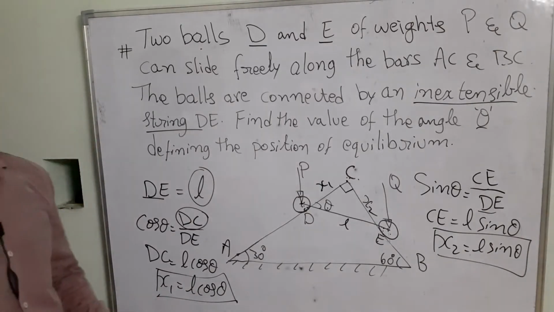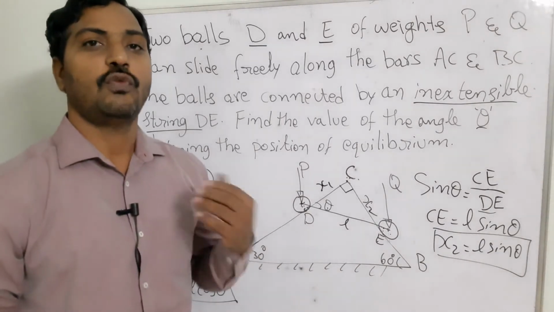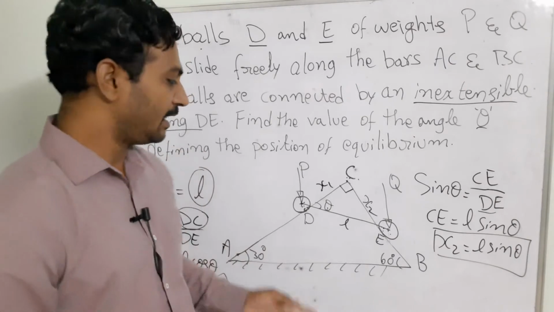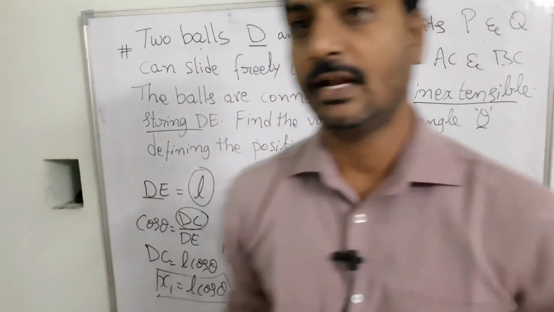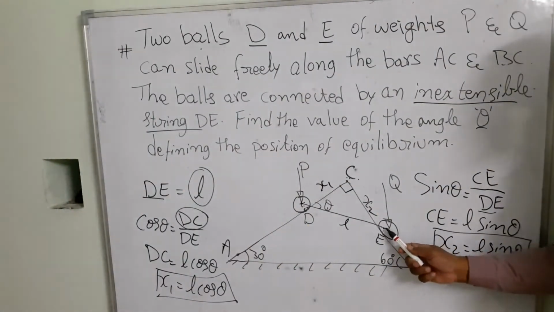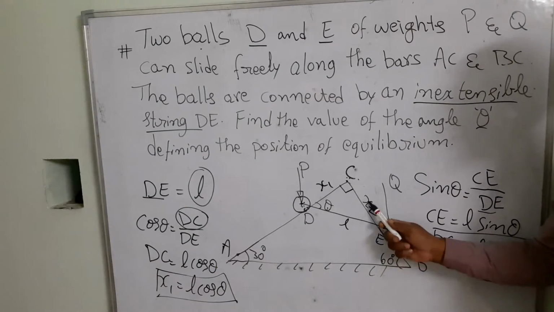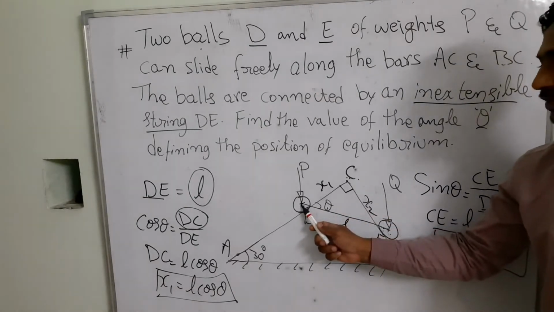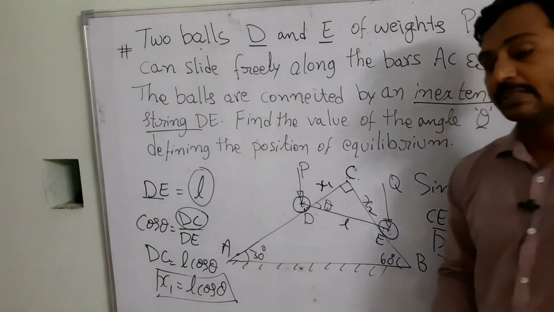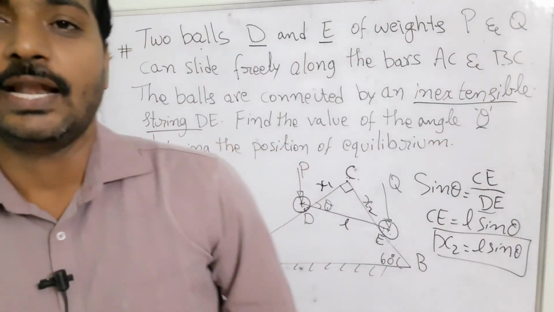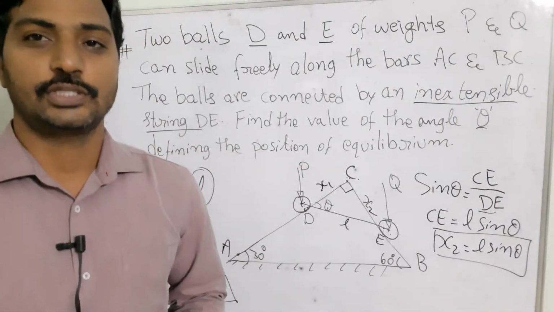So these two parameters are going to be very helpful to find the infinitesimal displacement of this object. It means that for this case I am going to take the ball as trying to move in the upward direction and ball D is going to be moving in the downward direction. That's the assumption I am going to make. Then I will try to find out what the virtual work is.